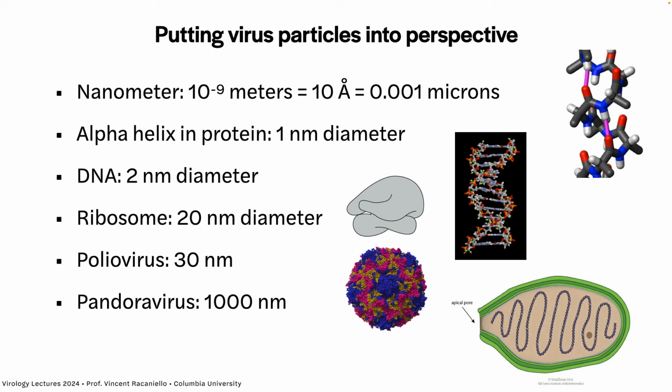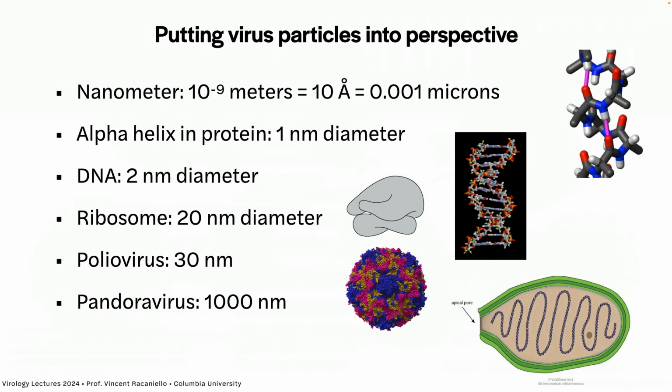All right, now, size. Let's talk about size here. We did a little bit in lecture 1. So we use nanometer a lot to talk about size, and outside of this campus, nobody knows what a nanometer is. I've said nanometers to many people, and they have no clue. I don't know why, but it's 10 to the 9th per meter, or 10 angstroms, or 0.001 microns. Those are all the same.